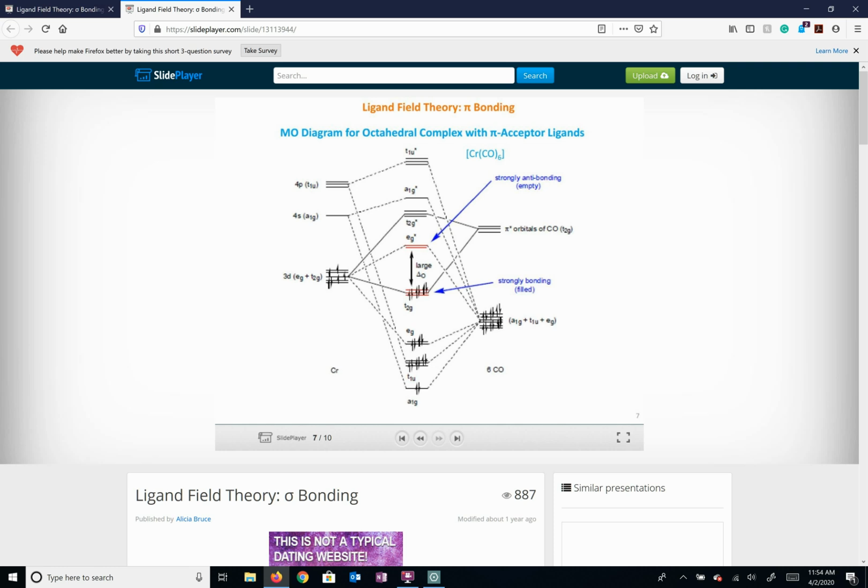So if you want to pause and pull this stuff up, all I did was a Google search for MO diagram for pi acceptor or pi donors, and there's a million examples out there, but this one was one of the clearest ones, all right?